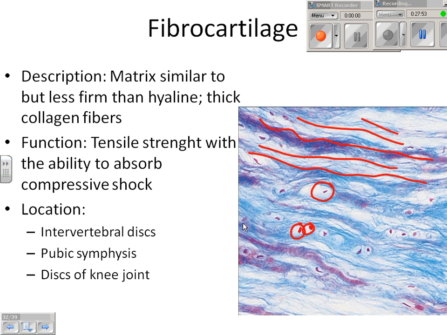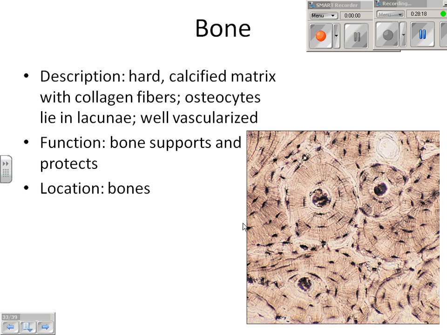Where do we find these? I told you in between your vertebra, the intervertebral disc, but also the pubic symphysis. You probably don't know where that is at the moment, but you will. It's a little pad of cartilage that holds together the pelvis. And then, of course, we have little discs in our knees of fibrocartilage. Our knees take on a lot of compression and shock, so it's helpful to have that little pad of fibrocartilage there. All right, now we're going to talk a little bit about bone for a moment.